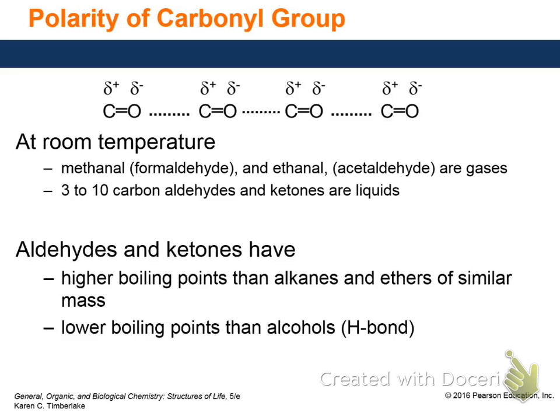So it turns out at room temperature, being about 25 degrees Celsius, arbitrarily, methanol, that's formaldehyde, and ethanol, acetaldehyde, are gases. 3 to 10 carbons, though, are all liquids, and beyond that, they become solids. Aldehydes and ketones have higher boiling points than alkanes of similar mass. These are the things that you have to remember. And lower boiling points than alcohols. That's because they don't hydrogen bond. They're polar but not hydrogen bonding.